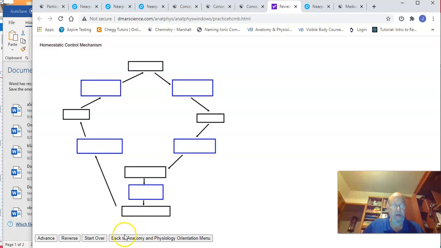And don't click on back to anatomy and physiology orientation menu, because that will go to a different website and you don't need to go there. Okay, so anyway, this is that game. If you want to practice this just to enhance your knowledge of what a homeostatic control mechanism does, go to your class notes in Canvas and click on the link to that, and it'll take you there.